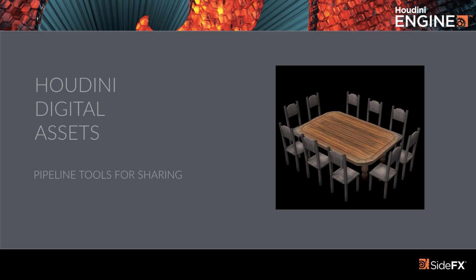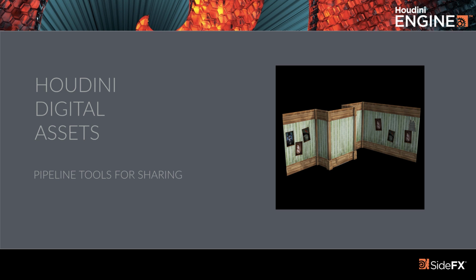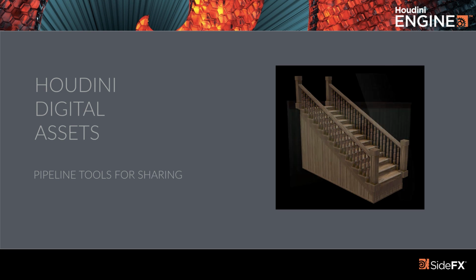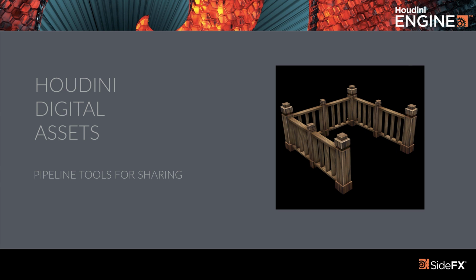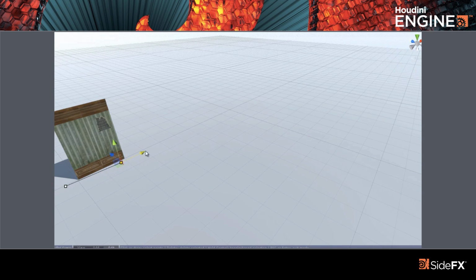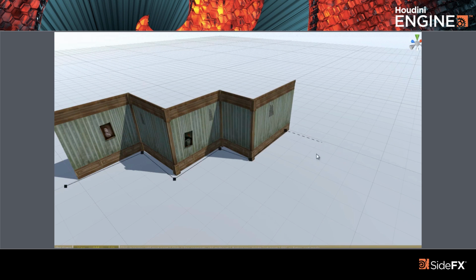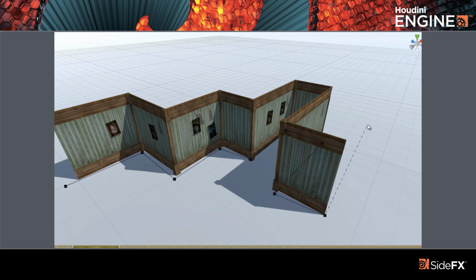So in this case, we have some assets that were built for a sort of spooky haunted house game. And each one of these assets is procedural in nature and has the ability to be modified in the game editor as opposed to going back to Houdini each and every time you want to make a change. So here we are in a game editor, and you see that we are able to draw walls simply by laying down a curve, and that curve goes down and the wall is generated.